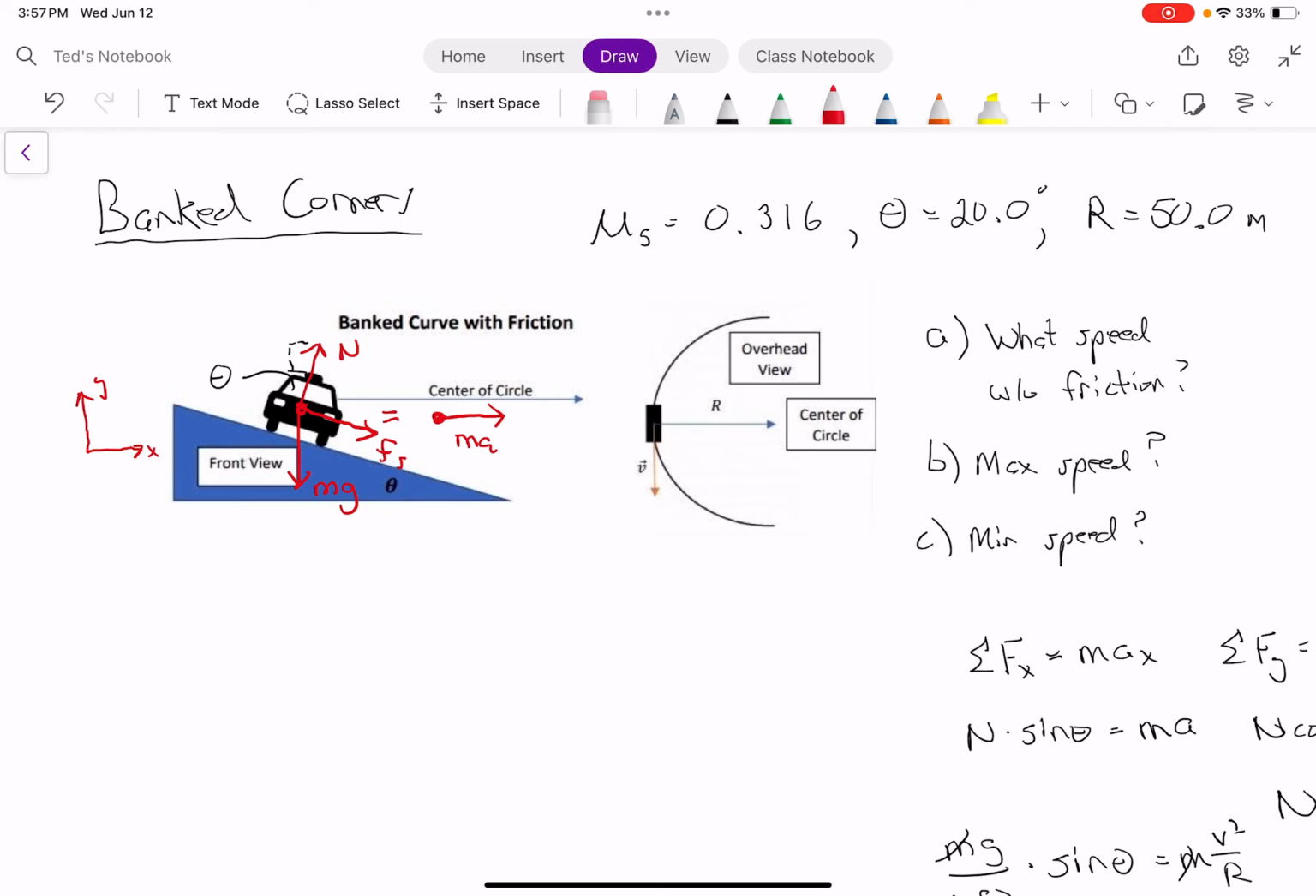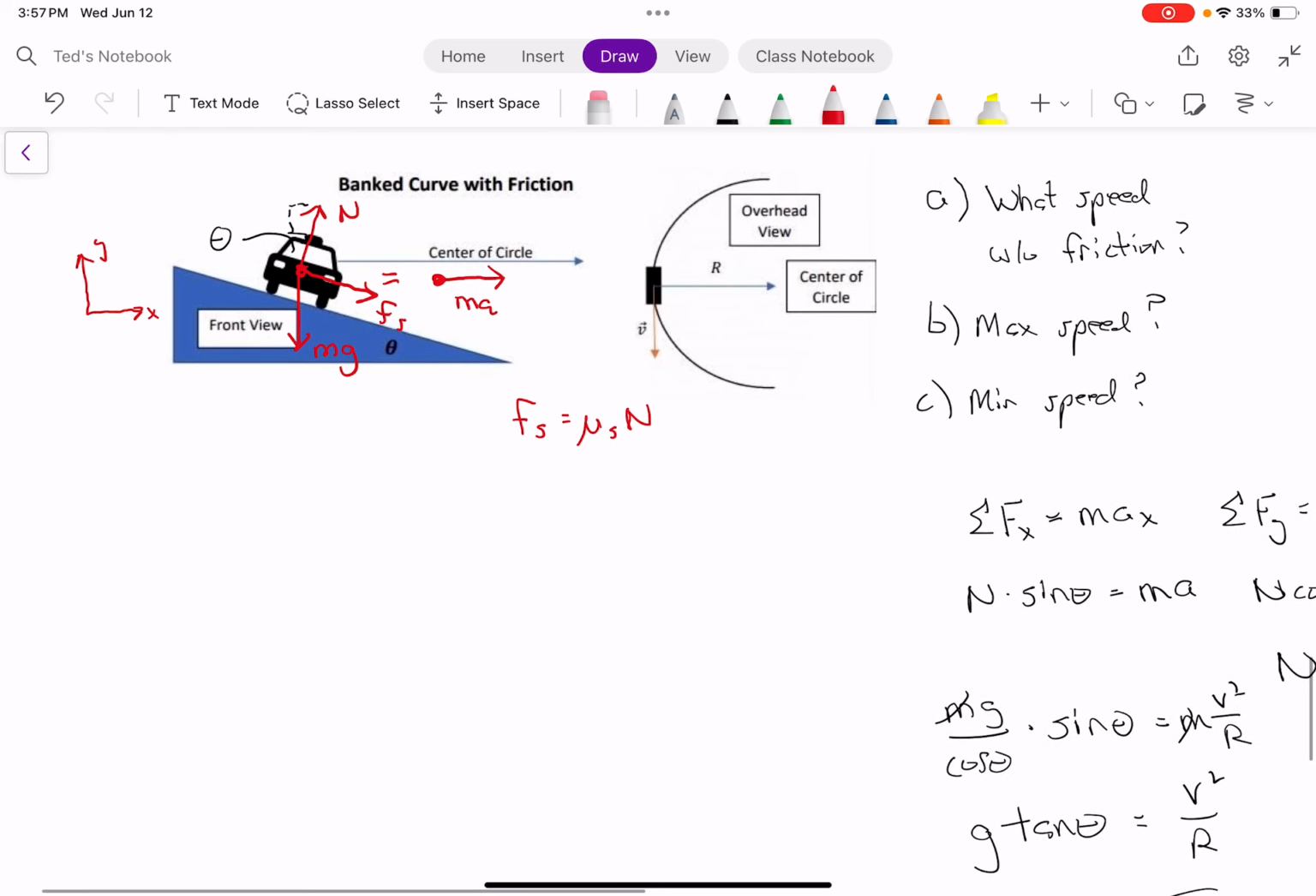And if we're going as fast as we possibly can, then we're going to be using the maximum possible friction force. So that means that my friction force is going to equal mu sub s times the normal force. And this only happens when we're using the maximum possible static friction. Okay, so let's see what happens with this problem. We are going to do this the same way. We're going to add up all the x components of all the forces and set that equal to mass times the x component of the acceleration. And we're going to add up all the y components of all the forces and set that equal to mass times the y component of the acceleration.